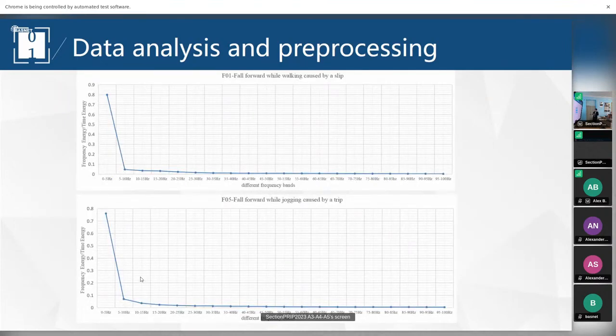In this picture, I try to segment the data into frequency bands and compute the energy ratio. As shown in the picture, at 5 to 10 hertz the ratio becomes very small, because I think most of the information is within 0 to 5.